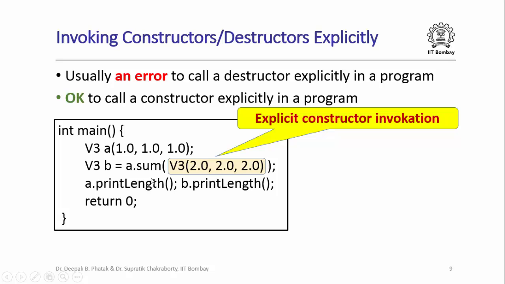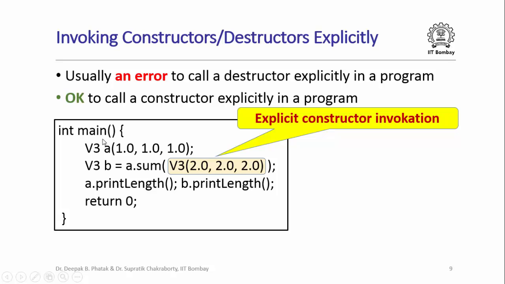in C++, it is usually an error to call a destructor explicitly in a program. In fact, the destructor must get automatically called whenever you're trying to deallocate an object of the class. You cannot call it explicitly in your program. On the other hand, it's actually okay to call a constructor explicitly in a program.